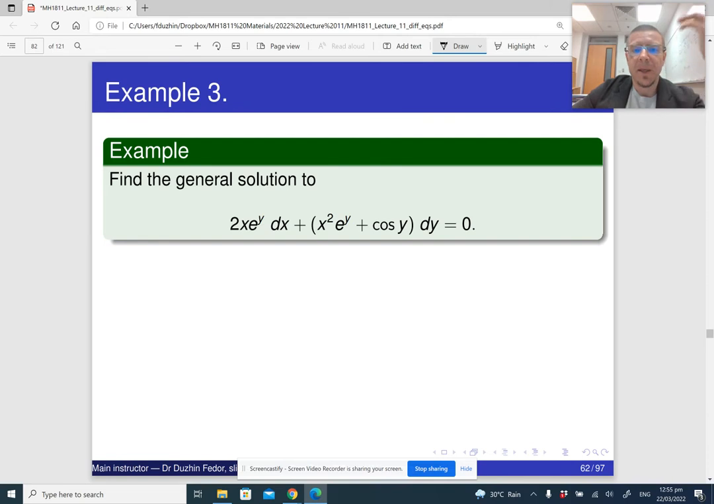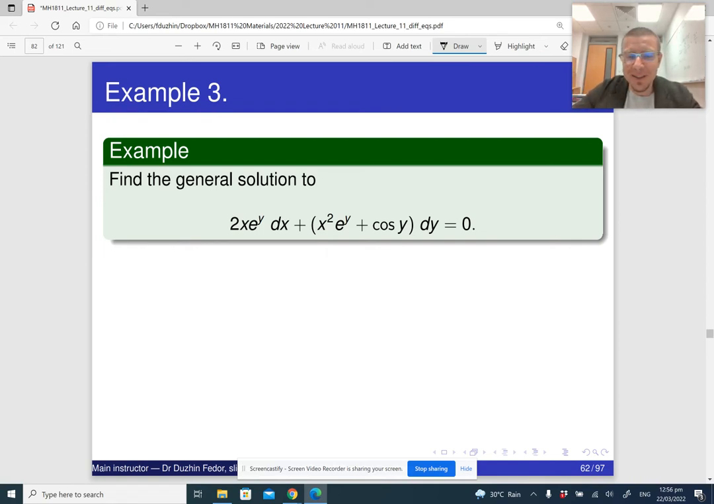Okay, and there is one more example. So here, not only am I supposed to verify that it is exact, but I also need to find a general solution. Well, you can guess that since at this point in the lecture I haven't explained how to solve non-exact differential equations yet, right?